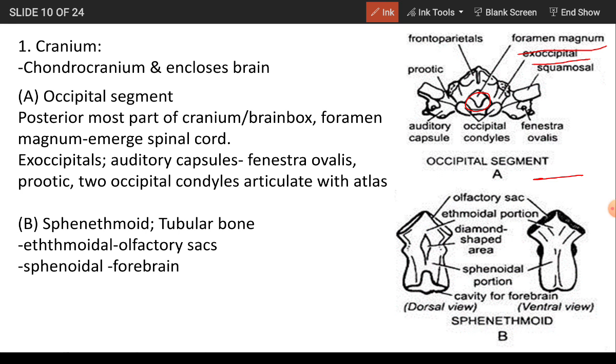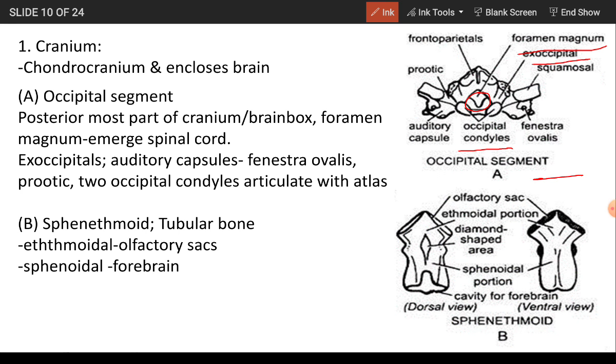The exoccipital bears oval convexities on their posterior surfaces called occipital condyles. These are the occipital condyles which are present on posterior surfaces of the exoccipitals. These occipital condyles articulate with the convexities of the first vertebral column called atlas, that brings about the movement of the skull in frog.